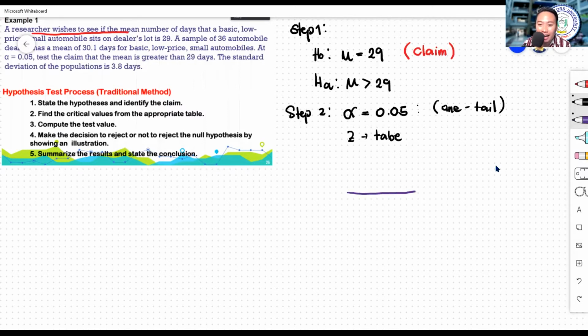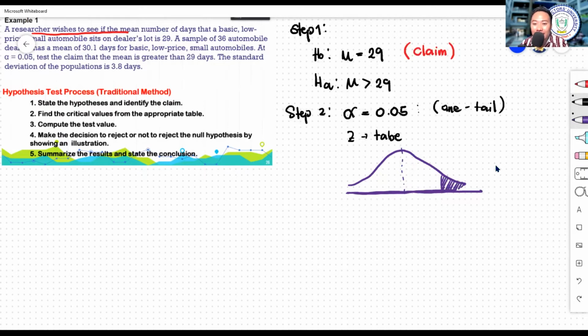The alpha, guys, is technically the area to the right. If this is the normal distribution curve, this is where the mean is, somewhere here. The 0.05 area is somewhere here.